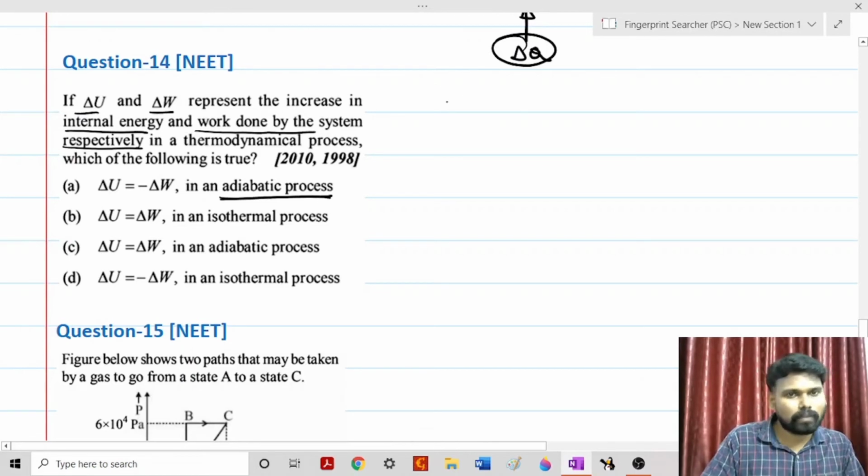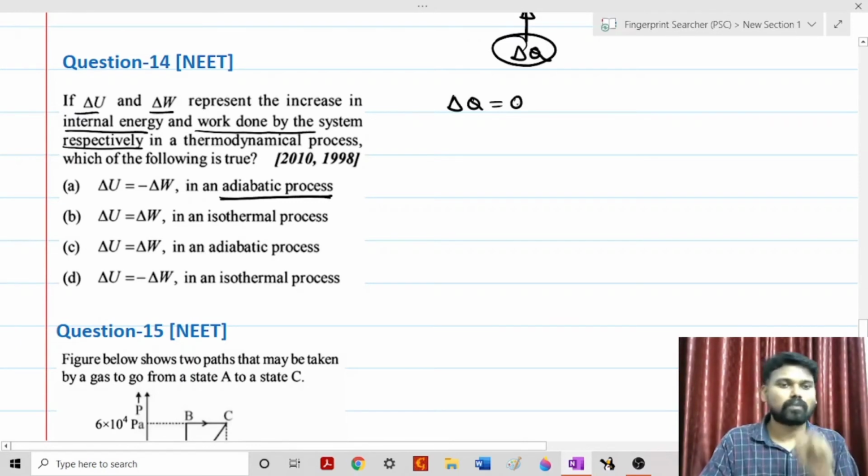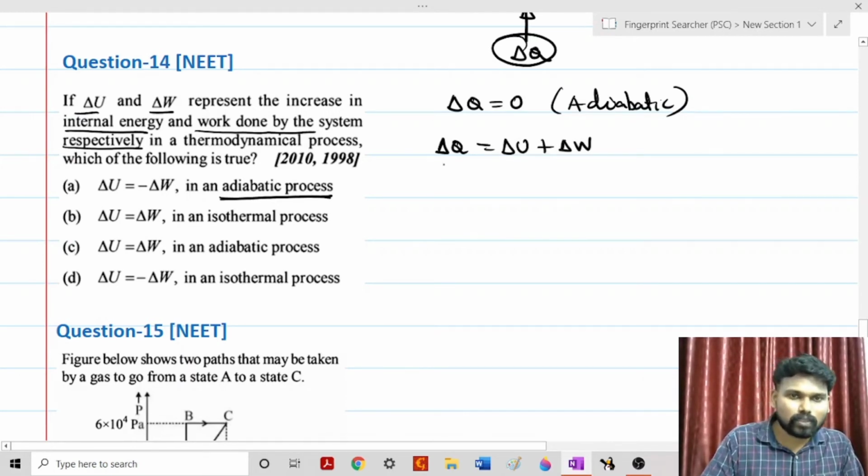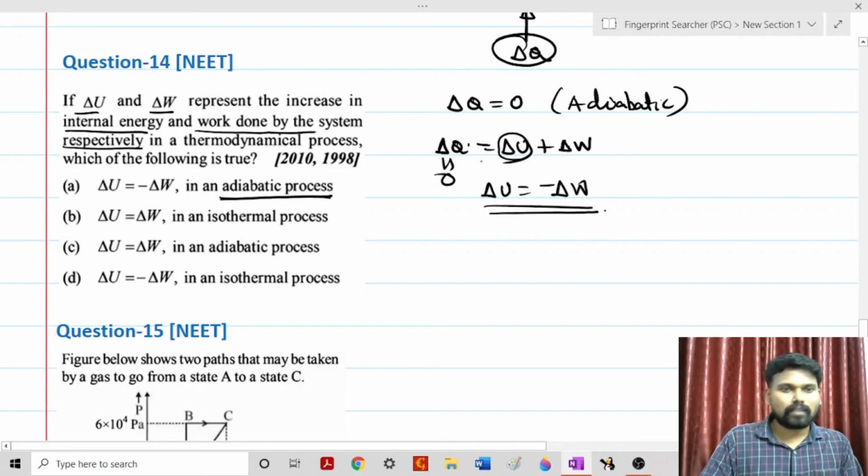first of all, what is the definition of adiabatic process? No heat enters or leaves the system. So delta Q is 0. No heat enters or leaves the system for an adiabatic process. Okay. So from first law you can write delta Q is equal to delta U plus delta W. Since no heat enters or leaves the system, this delta Q is equal to 0. So you can write delta U is equal to minus delta W. This is true for an adiabatic process. So the first one is correct. Okay. So this is the correct option.